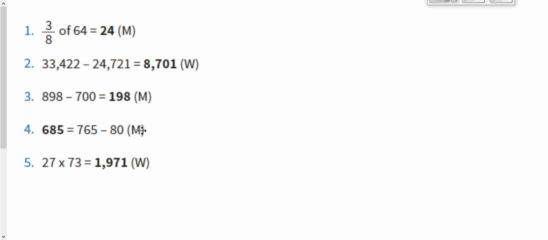This one was mental as well, so 765 take 80. Okay, lots of ways to do it. You can take 65, take 15. Gives you 685. Last one, 27 times 73. Two tens numbers, look quite tricky to do. You're going to do it as a formal multiplication for 1,971.